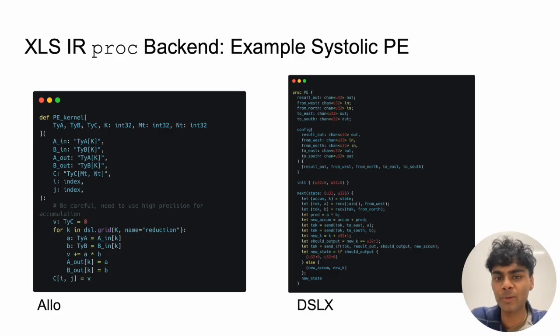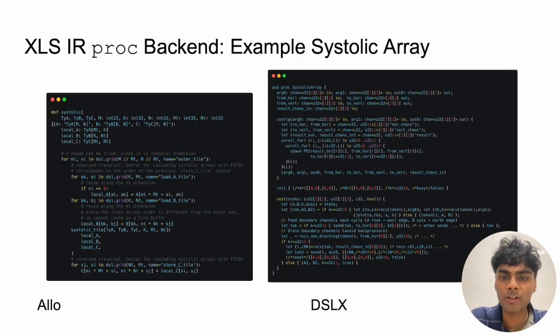Here is the multiply accumulate PE kernel in Allo, as well as the proc that receives inputs and performs the multiply accumulate in DSLX. Each PE is stateful and uses blocking receive and send operations connected by directional channels. Here's the systolic grid generation in Allo, and the corresponding DSLX code to spawn procs for each PE and connect them with north to south and west to east FIFO channels.